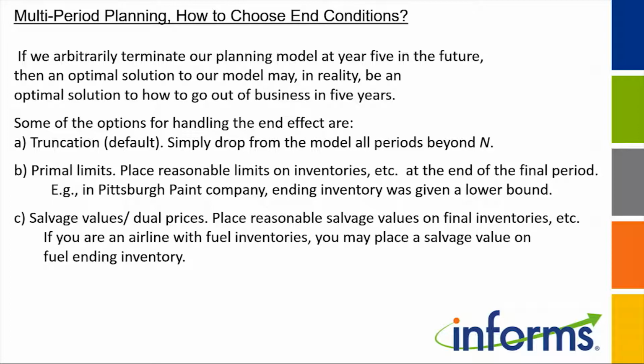Now, a slightly better thing to do is to put in primal limits. That is, you put limits on the ending inventories at the end of the planning horizon. For example, in the paint problem, they put some constraints on inventory that the paint company said, we will not tolerate backlogging at the end of the 12-month period. Otherwise, you're cheating. You're borrowing from the future without having to repay. And so it makes sense to put some sort of primal limits on things. You may also want to put on salvage value, their dual prices, and say, instead of putting a limit on inventories, inventory is worth this much at the end of the period.